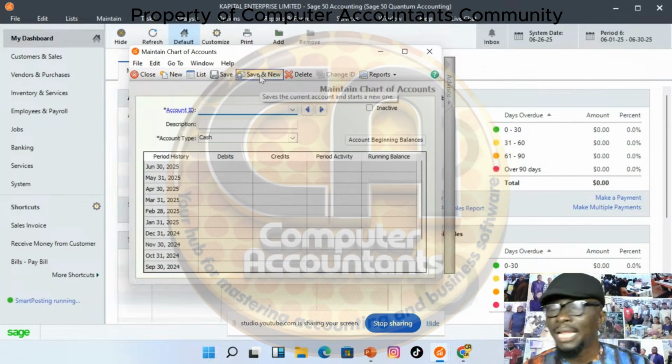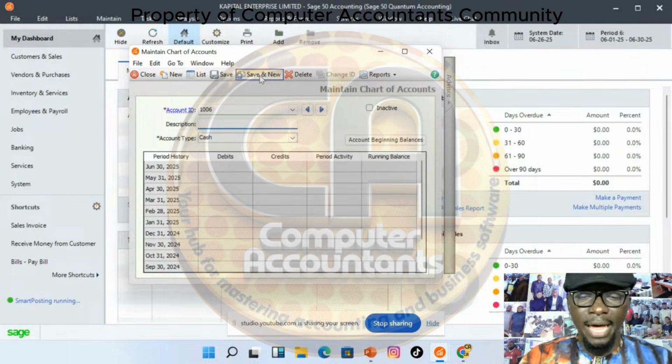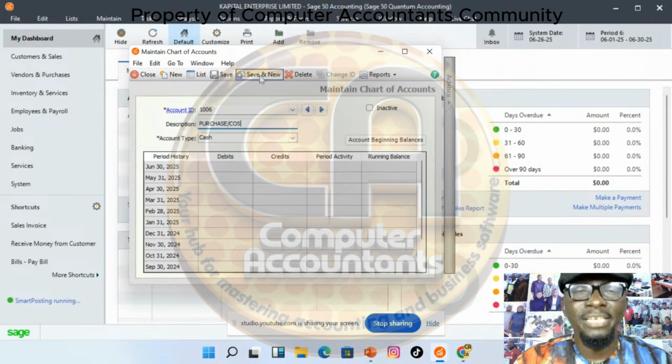The next on the line is purchases, 1006. So I have purchases. Based on the new IFRS, I've seen cost of sales a lot.